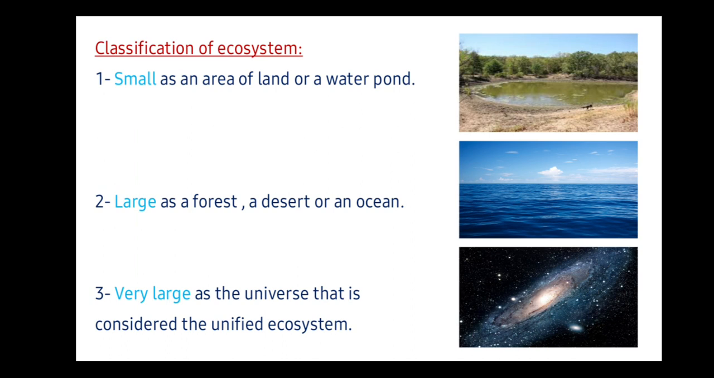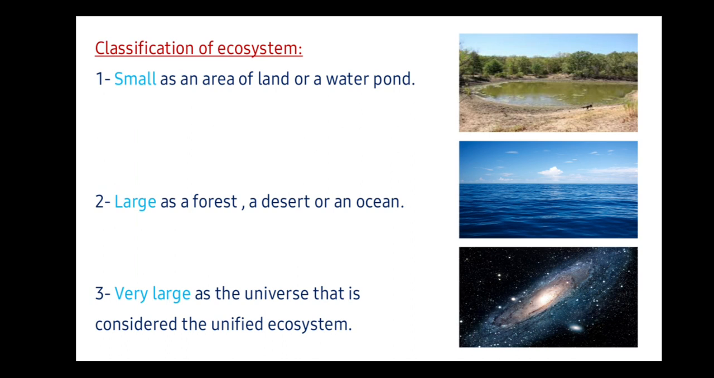Small ecosystem, like an area of land or a water pond. This water pond, for example, consists of water, air, and maybe some aquatic organisms, which are living organisms. The land, for example, consists of water, air, rocks, animals, and humans. So it is considered an ecosystem because it contains living things and non-living things.